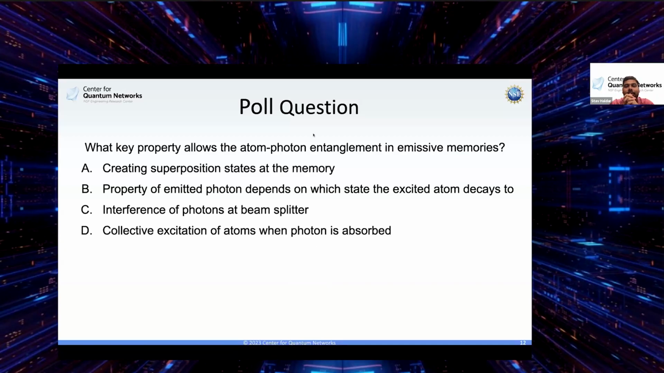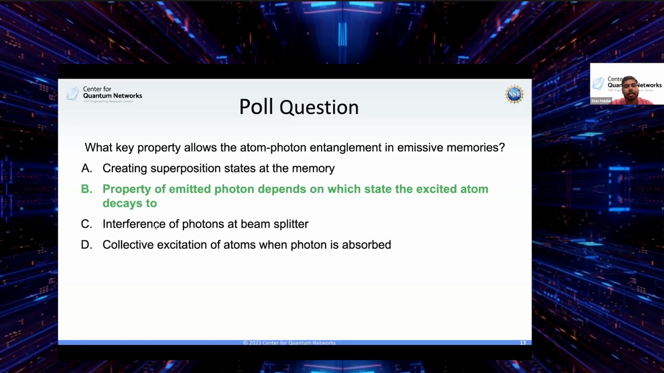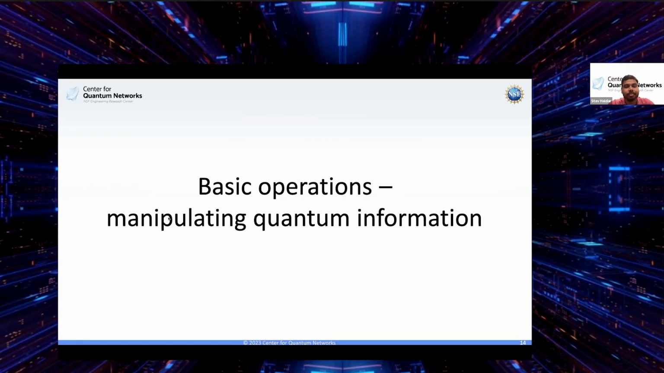Okay. So the majority of people said property of the emitted photon depends on which state the excited atom decays to. That's absolutely right. Yes, the superposition of the memory initially also helps in generating the atom photon entanglement, but the key property really is this kind of dependent emission, right? So B is the correct answer. Okay. So now that we have stored the quantum information, let's try to manipulate it, right? Because in any kind of quantum protocol, you don't just want to sit with some fixed state, right? You want to do something with it.